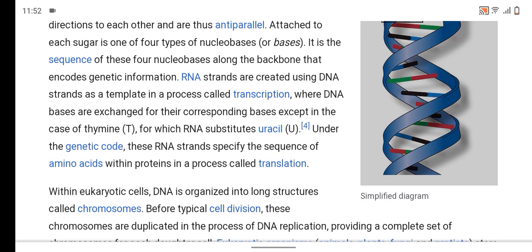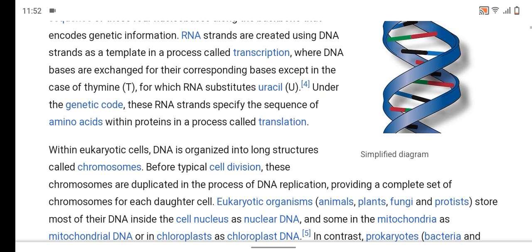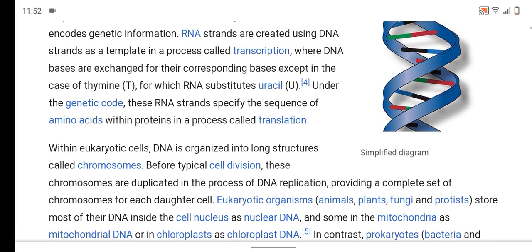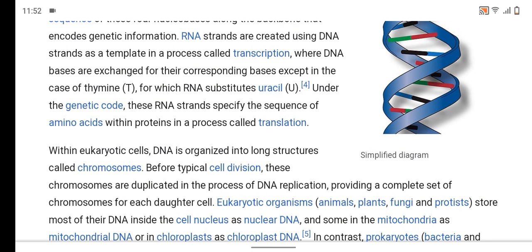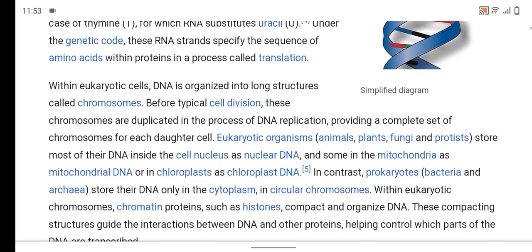RNA strands are created using a DNA strand as a template in a process called transcription, where DNA bases are exchanged for their corresponding bases, except in the case of thymine, for which RNA substitutes uracil. These RNA strands specify the sequence of amino acids within a protein under the genetic code, in a process called translation.